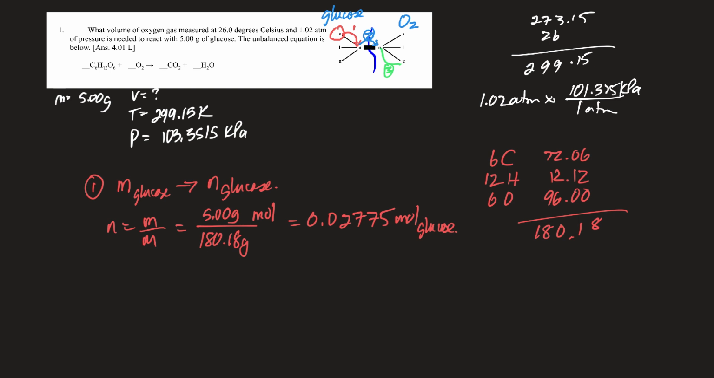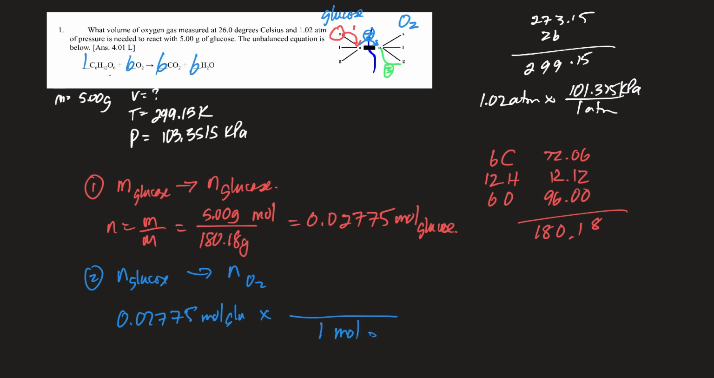Okay, step 1 done. Step 2, I need to go from moles of glucose to moles of oxygen. So it'll be 0.02775 moles of glucose times, okay, glucose, I didn't balance the equation. 6, that'll be 12, 18. I have 6 over here already, so I need another 12, so that'll be 6. Okay, good. Whew. So 1 mole of glucose reacts with 6 moles of oxygen. Okay, so I have to just take that number that I had and times it by 6.